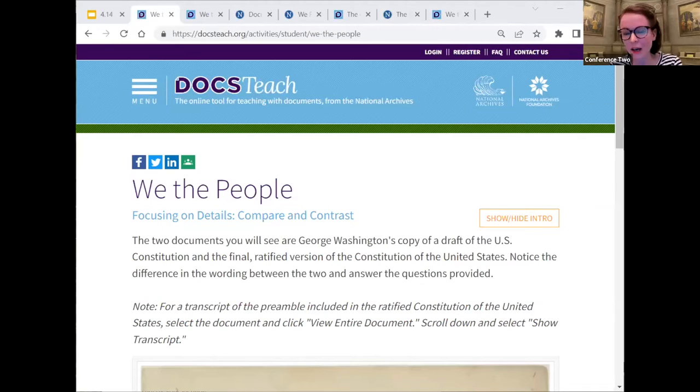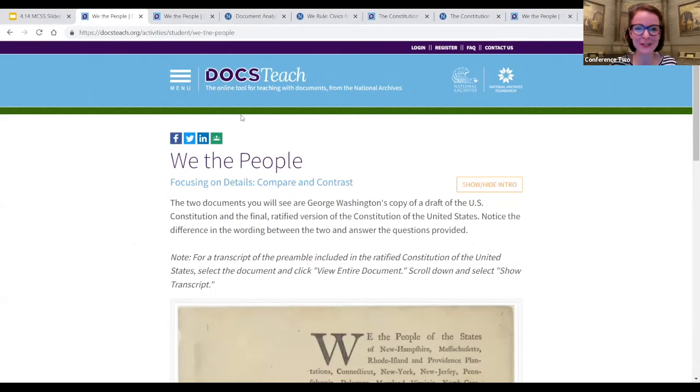So we've seen how you can map the document and take this outline approach, and now we're going to share some resources you can use to dive into the different powers, the different examples, unpack the preamble a bit, all sorts of good stuff. If you're new to Docs Teach, it is the online tool for teaching with documents from the National Archives. On Docs Teach, you can find primary sources, and teaching activities created by the National Archives staff to dive into primary sources, to compare and contrast them, and to make connections between them. There's a wealth of different activities to dive into and to share with your students.